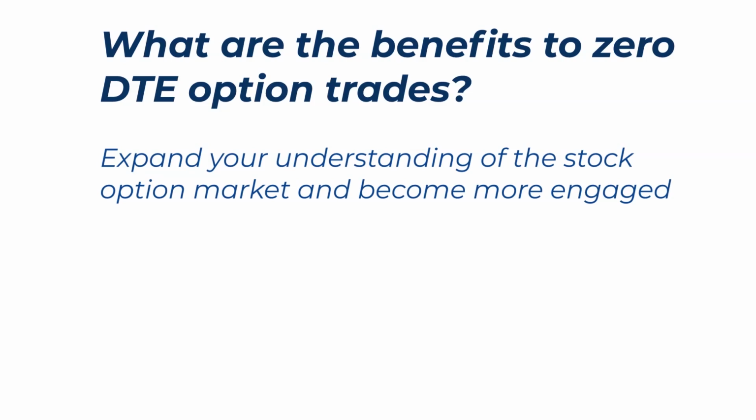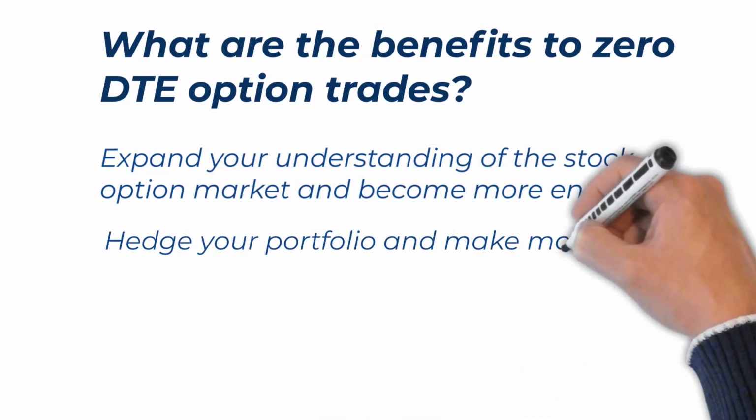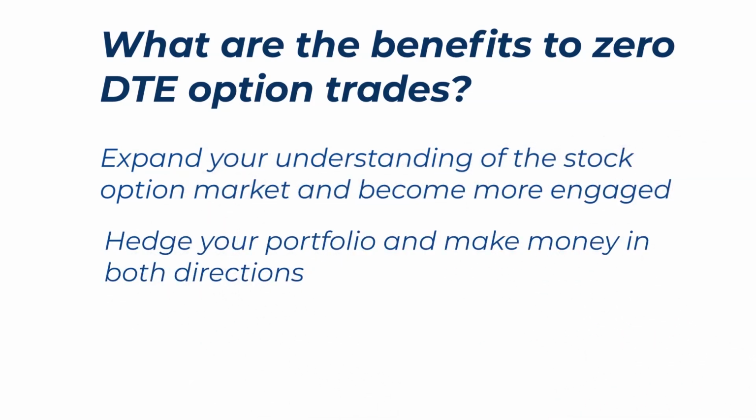Another benefit of trading Zero DTE SPX options is that you can hedge your portfolio and make money in both directions. When the market is at lows, the Zero DTE SPX options can be used as a hedge against your favorite stocks where you're long. This way you can profit in both directions.